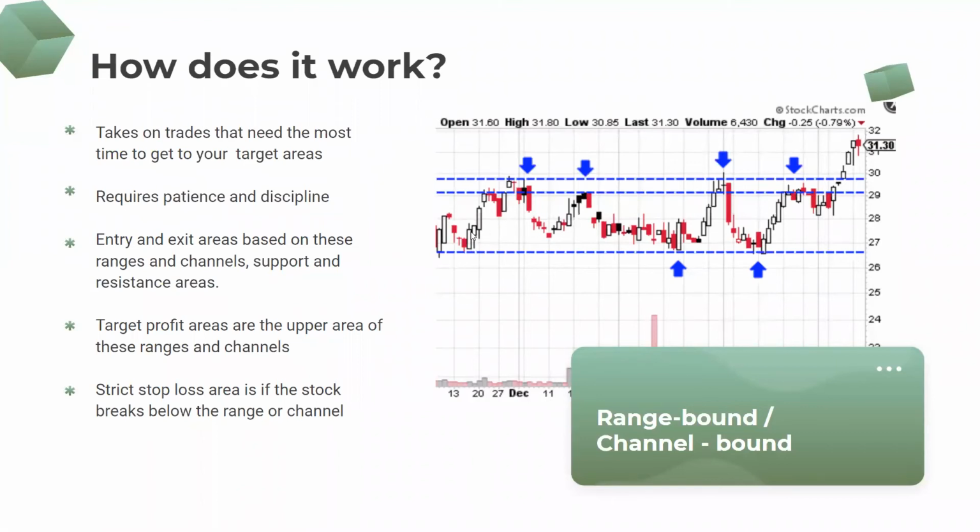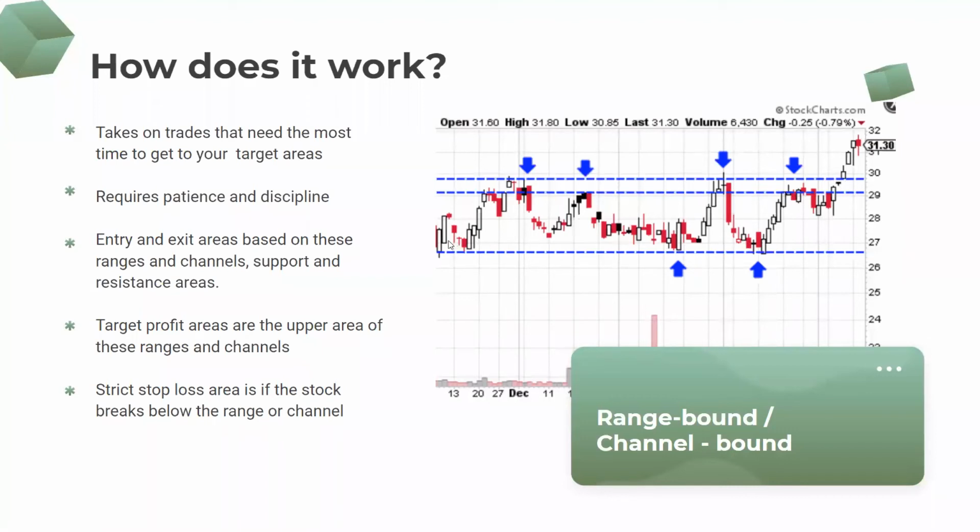Because remember, on these, you're also going to have your SMAs, your 10, 20, and 50-day simple moving averages. So they're going to be giving you signals throughout this. But it's really important to always find out if it's a range-bound, channel-bound trade, and look for those support and resistance areas. So entry and exit areas are based on these ranges and channels, support and resistance areas. We target profit areas at the upper area of these ranges and channels. The target profit area is the upper range of these channels. So let's say, for example, you saw it coming down to base support around 2650.